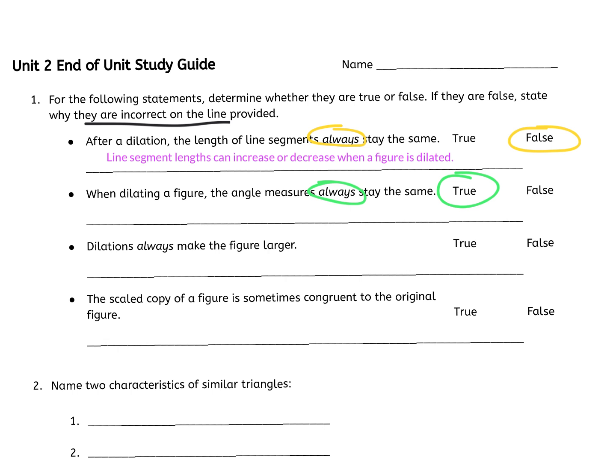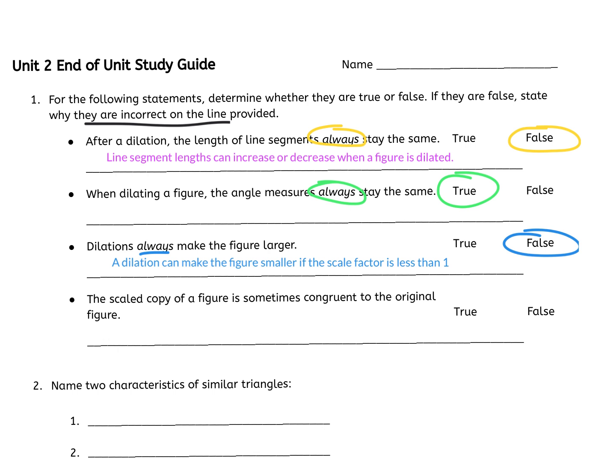Number 3, dilations always make the figure larger. That's going to be false because sometimes a dilation will reduce the size of the figure. So that one is false. And let's put our reason. So there's a reason there. A dilation can make a figure smaller when the scale factor is less than 1.